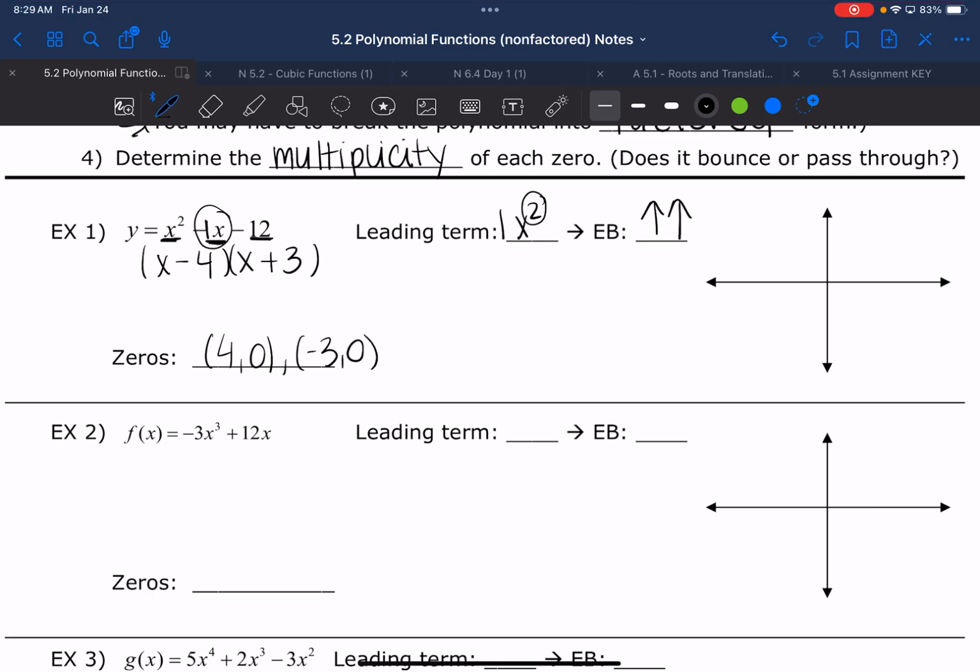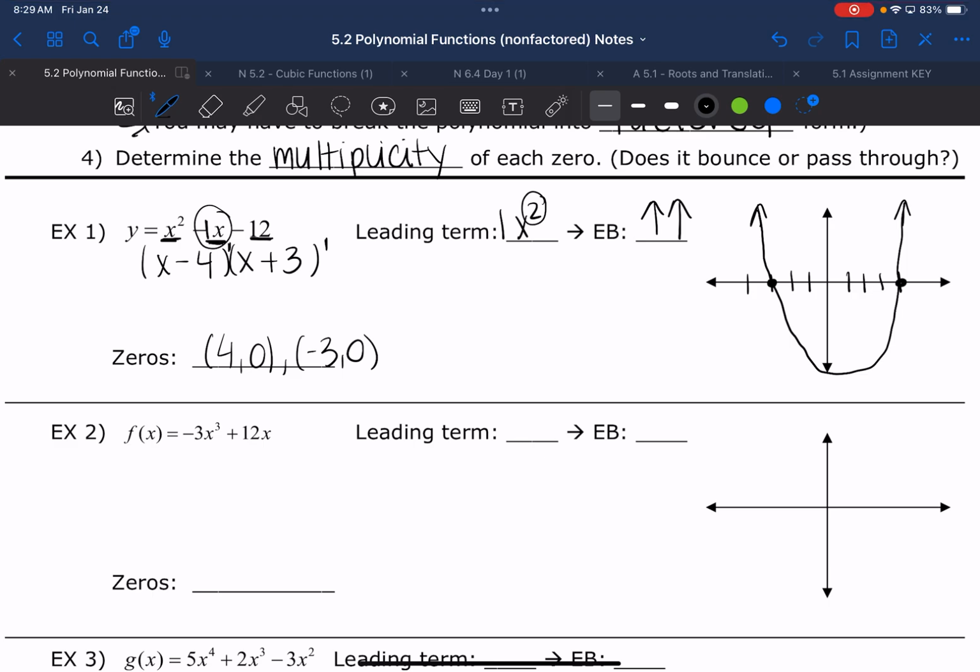So I'm going to come over here, and I'm going to plot a 0 at 4 and a 0 at negative 3. And we said this one had end behavior of both ends pointing up. Both of these factors have an understood exponent of 1 on the outside, so we know that it will simply cross through those zeros. So it's going to look something like this.